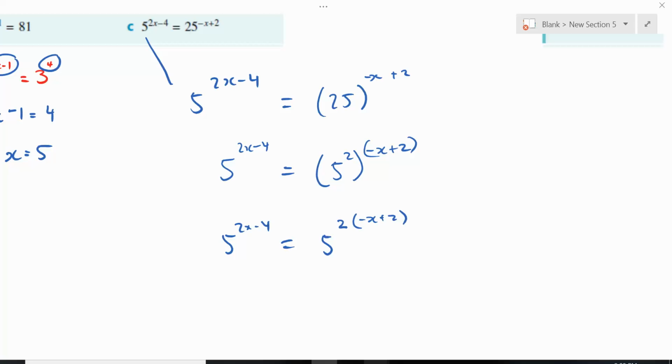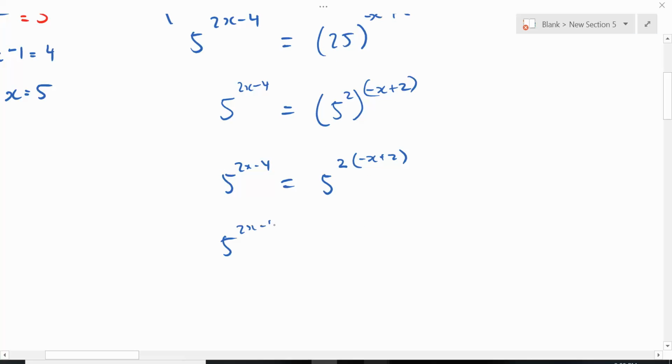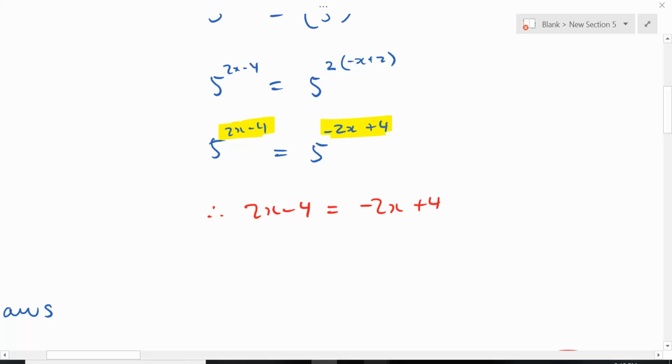Okay, so now if I do that and expand the brackets, you will get 5 to the power of 2x minus 4 is equal to 5 to the power of negative 2x plus 4. Whoops, 5. Thank you. Now you can say, by equating them, left-hand side equals right-hand side. If bases are the same, that means powers are the same. Therefore, 2x minus 4 is equal to negative 2x plus 4. Now you can solve it. Add 2x on both sides. 4x equals 8. x equals 2.